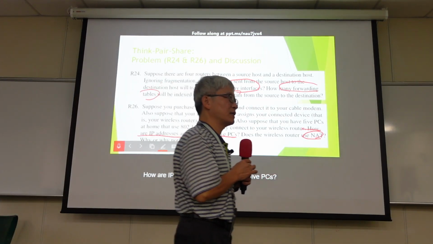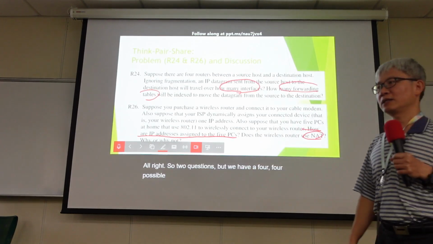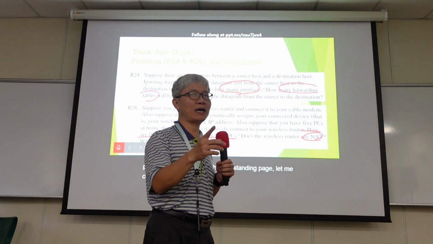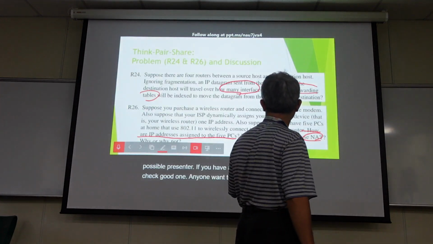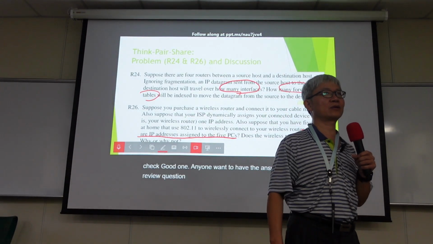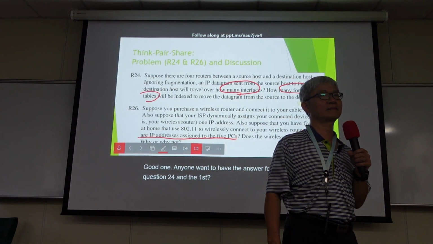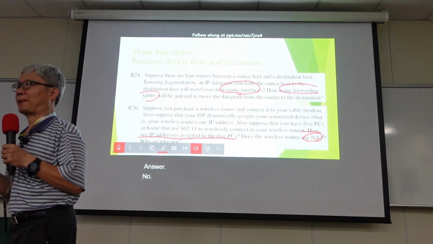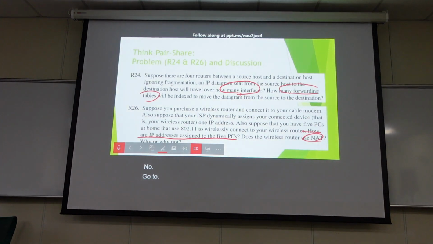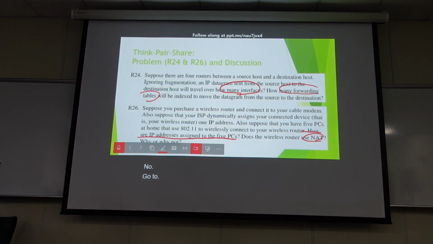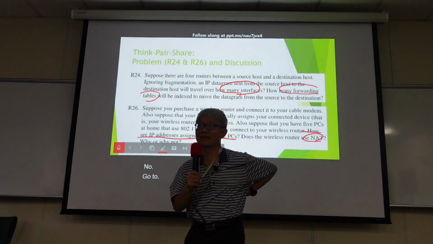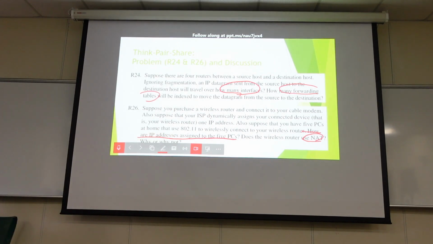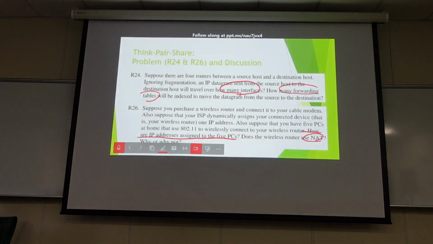Before you go, let me try to see the possible presenter. If you have the standing badge, let me check. Good one. Anyone want to have the answer for review question 24 and the first answer? No? Good too. Alright, maybe the first one. How many interfaces? 8. No, not right now. Later you are asked to answer.